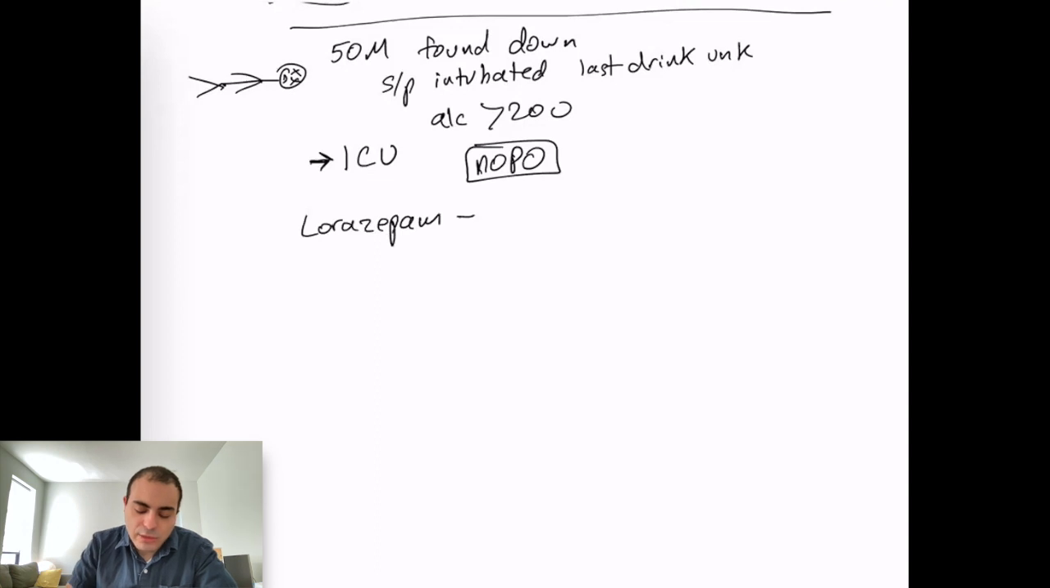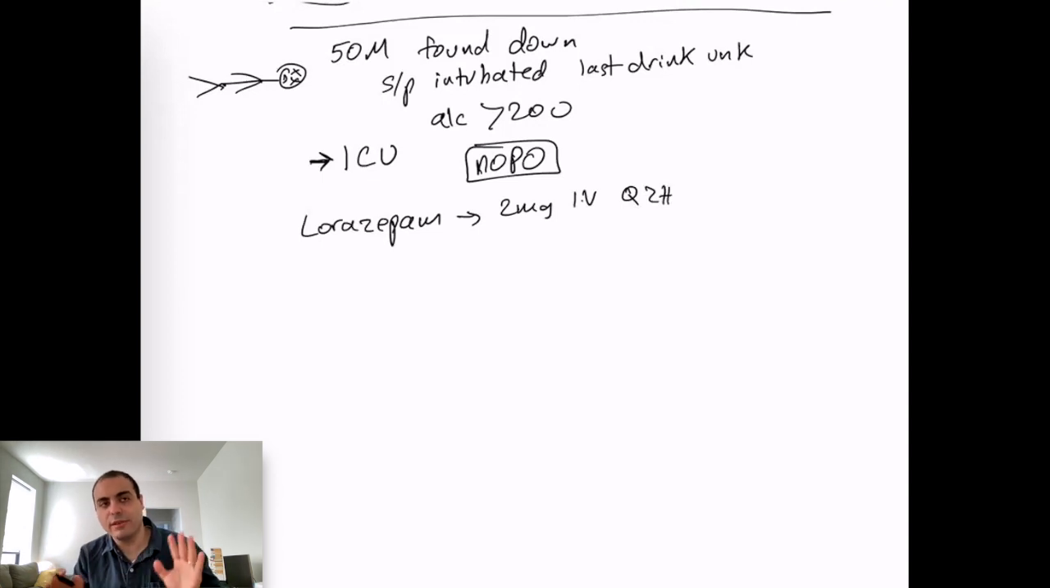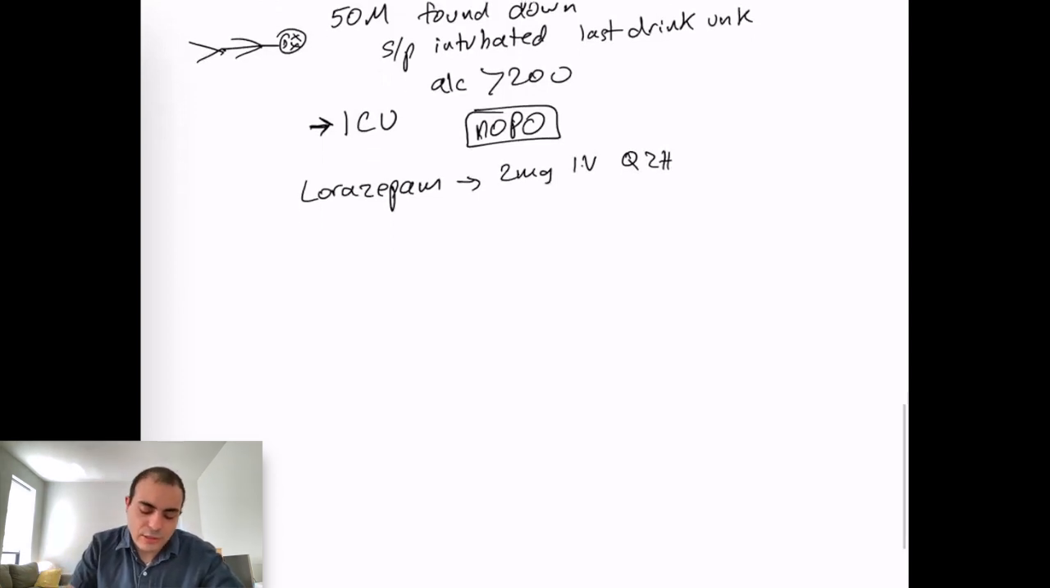And, you know, you can do either 2 milligrams IV Q2 hours or something, or Q4 hours. You just have to give them some sort of benzos in the system, okay? So let's continue the scenario.